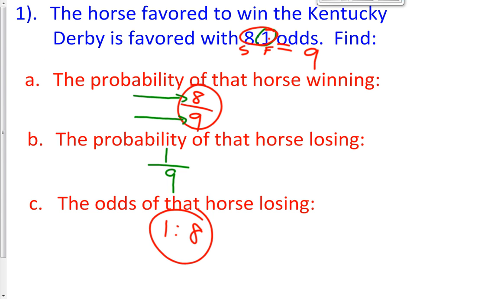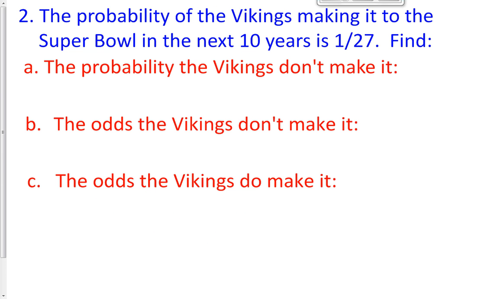Moving on to number 2. The probability of the Vikings making it to the Super Bowl in the next 10 years is 1 in 27. I did not make up this question, by the way. I am a diehard Vikings fan, and that fraction makes me a little bit sad, but let's answer the questions anyway. The probability of the Vikings making it to the next Super Bowl in 10 years is 1 over 27.